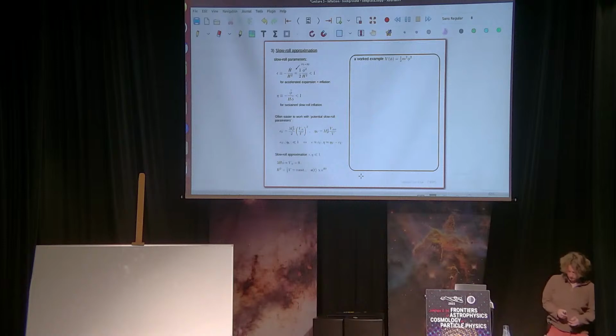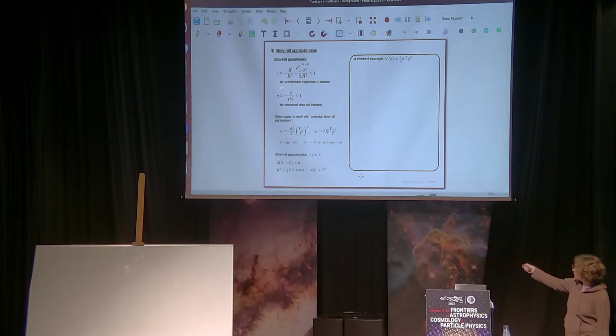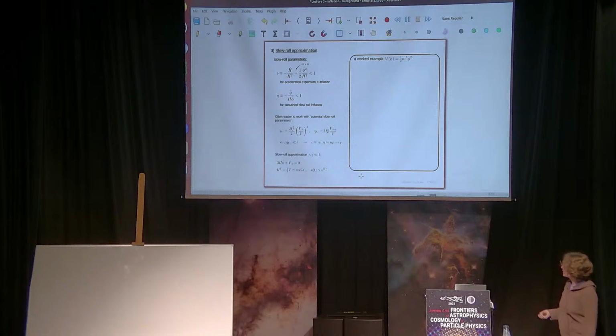Okay, and then if we're in the limit where these parameters are small, then we can go back to our equation of motion on the previous slide, which had phi double dot plus 3H phi dot plus dV/dphi equals 0. We can drop the phi double dot term, right? Because that's directly the eta, that's the approximation that is small. And we end up with this very simple equation of motion for the scalar field.